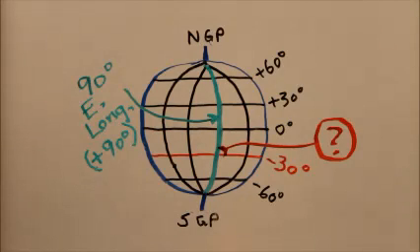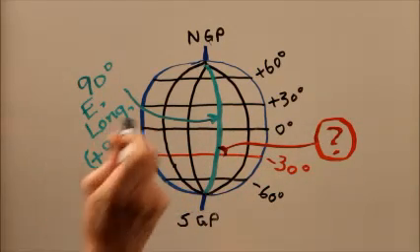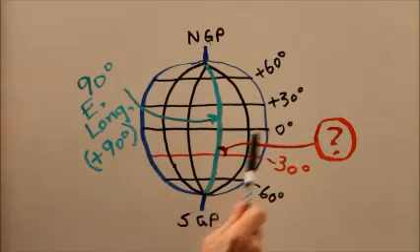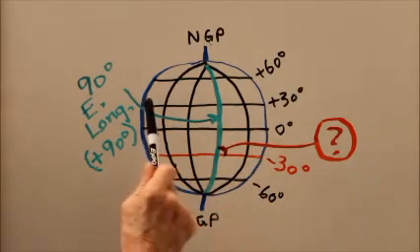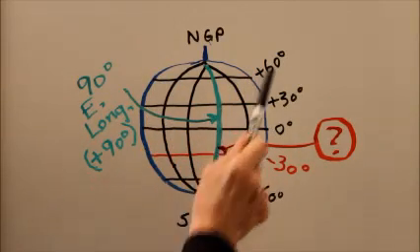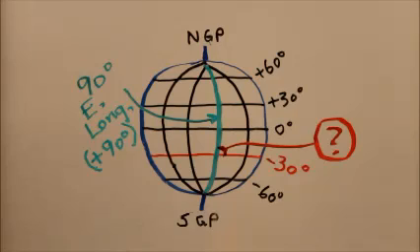NGP, the North Geographic Pole. SGP, the South Geographic Pole. We're looking straight at it in the plane of the equator, which is 0 degrees latitude. We show plus 30 degrees or 30 degrees north latitude, plus 60 degrees or 60 degrees north latitude, minus 30 degrees or 30 degrees south latitude, minus 60 degrees or 60 degrees south latitude.